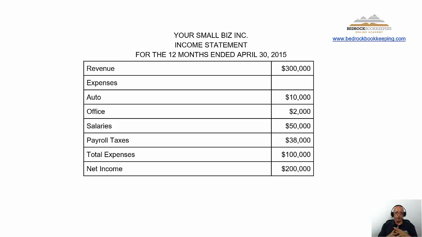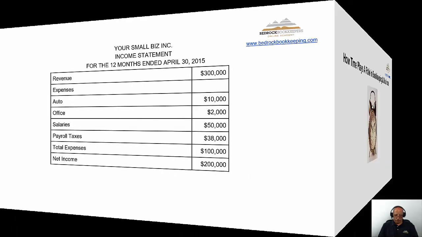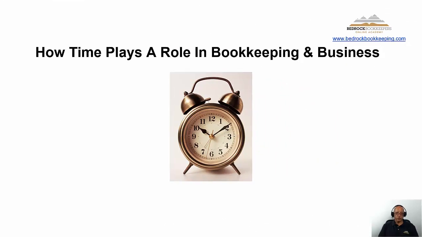And this is what our income statement looks like. We have revenue, we have expenses, and the net income is 200,000. And that is how time plays a role in bookkeeping and business. Everything is time driven.